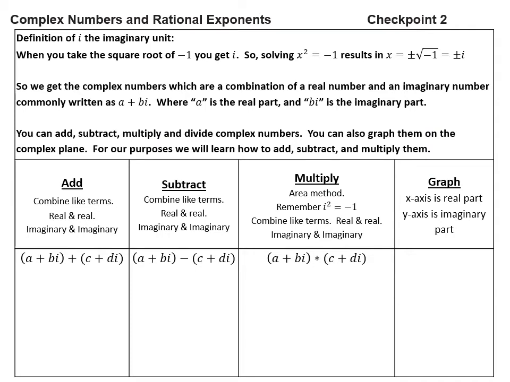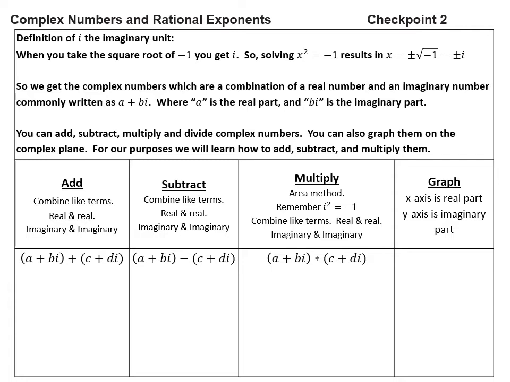Definition of i, the imaginary unit. When you take the square root of negative 1, you get i. So solving x squared equals negative 1 results in x equals plus or minus the square root of negative 1, which equals plus or minus i. So we get the complex numbers, which are a combination of a real number and an imaginary number, commonly written as a plus bi, where a is the real part and bi is the imaginary part.